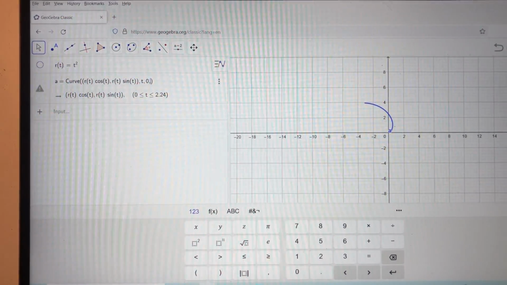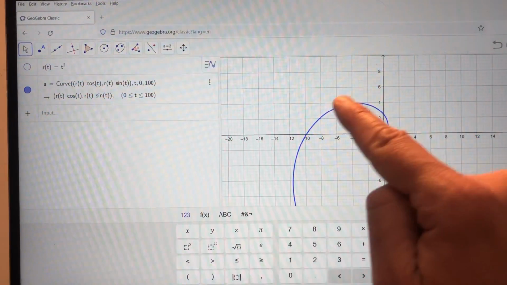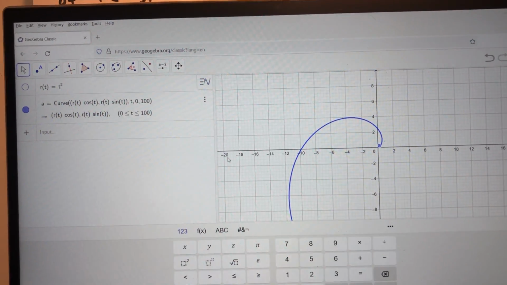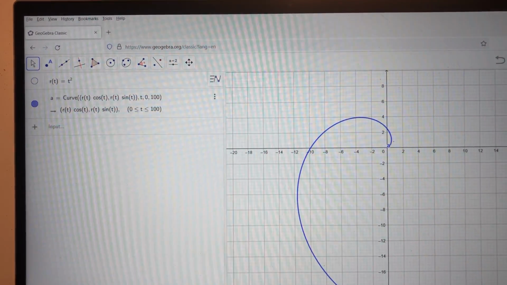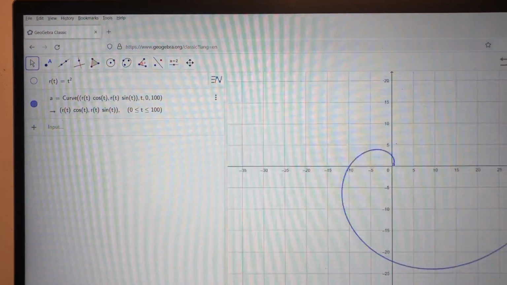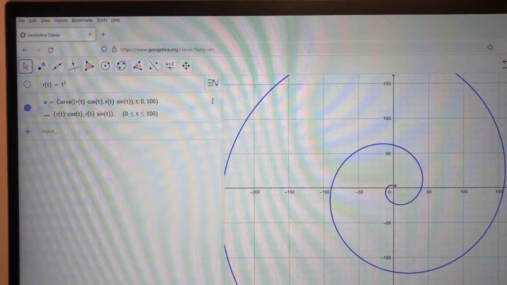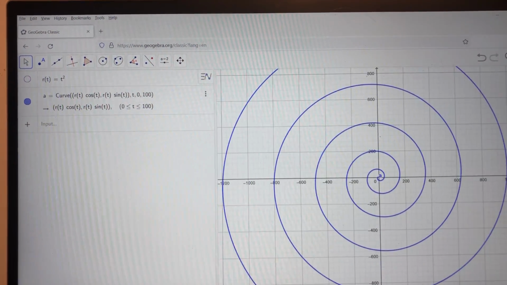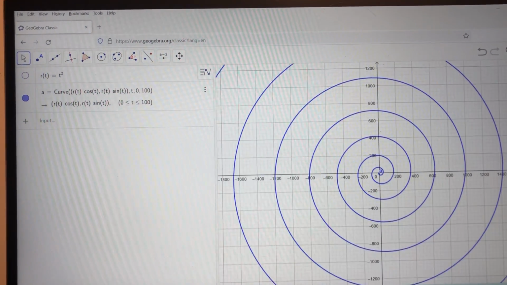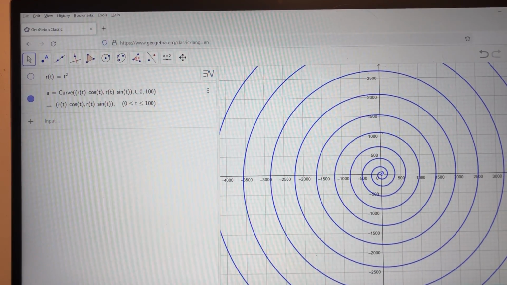So instead of just 0 to root 5, I'm going to expand the values of the parameter. And we see that it continues to spiral around, but it turns out even better than that. If I zoom out, I see that this is really a spiral that just keeps on going. So this is what the graph of that polar function looks like, if t is greater than or equal to 0, just spiraling around the origin.